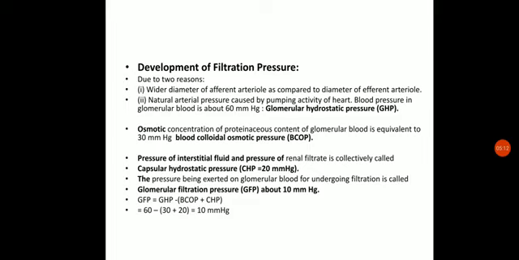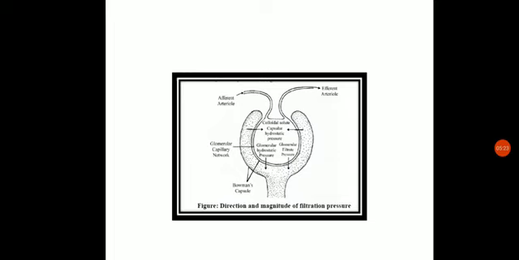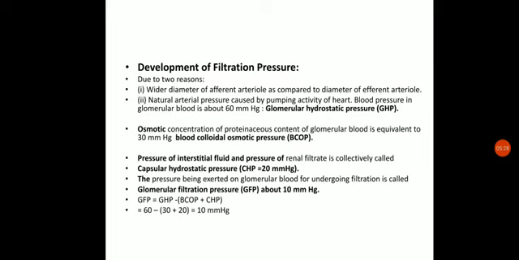Now the third pressure is the pressure of the interstitial fluid and the pressure of the renal filtrate. The interstitial fluid present over here also exerts some pressure on this, and that pressure is called CHP, capsular hydrostatic pressure. This pressure is due to the interstitial fluid present in the capsule, which is responsible for developing pressure on the capillaries.